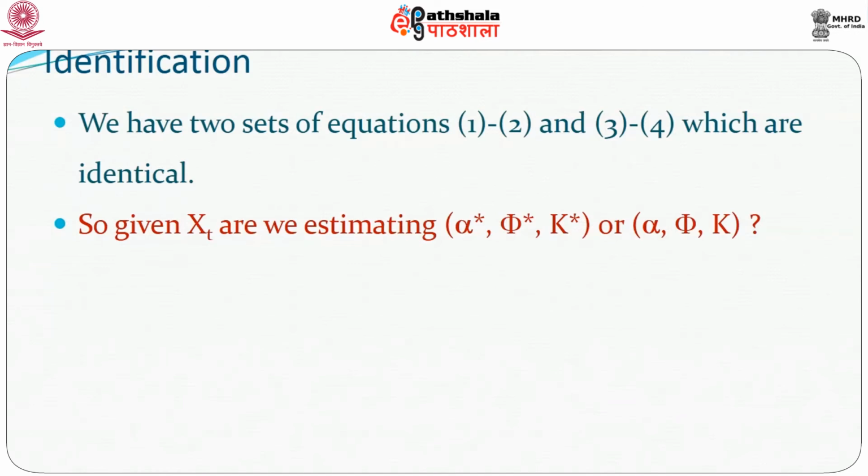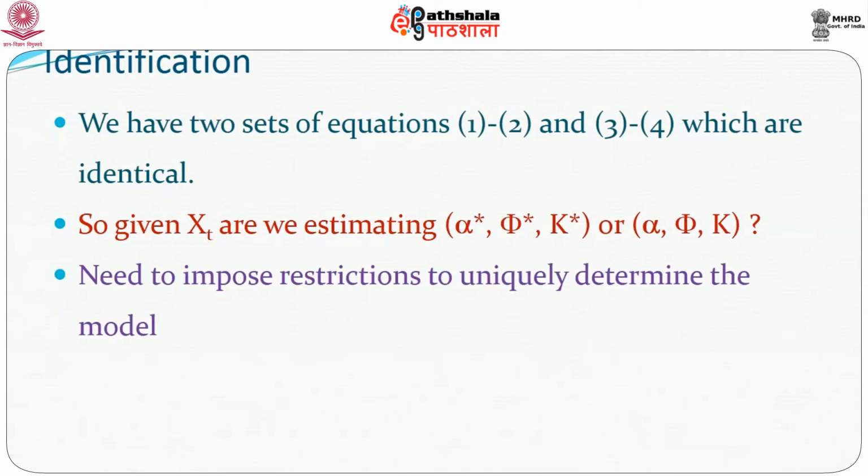The first one translates into the second set, and mind you, there can be an infinite number of such possibilities, because F is any non-singular matrix. So if you take any non-singular matrix, you go to a different set. So how do you actually identify a particular estimate with a given model? For that to happen, we need to impose restrictions which uniquely determine the model.